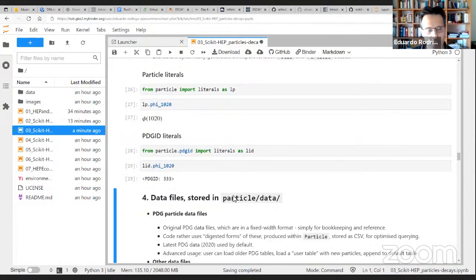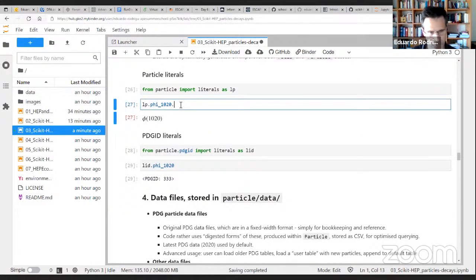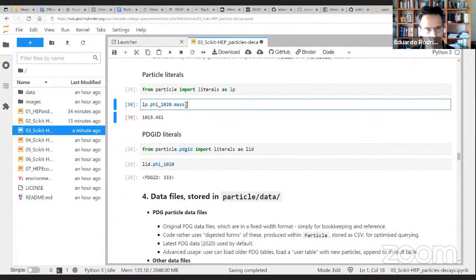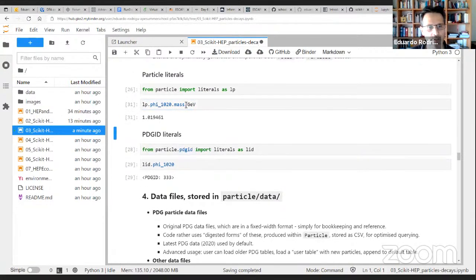If you are, for example, getting the mass of that, you go here, just type mass, right, and get the mass. And if I wanted it in GeV, then you go, right. So that's how you play things.